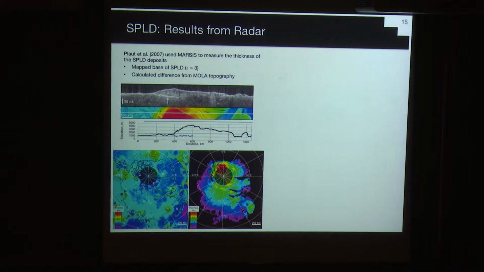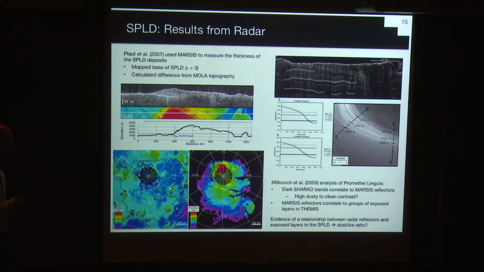As far as results from radar, as Shane already mentioned, we mostly used MARSIS to measure the bottom of the South Polar layer deposits. So Plaut et al. in 2007 used MARSIS to measure the thickness of the SPLD. They mapped the base using a dielectric constant of 3, assuming water ice. And then they mapped the surface throughout the whole extent of the polar layer deposits, and you can see that here. And then basically calculated the difference between this surface and the MOLA topography to calculate the thickness of the South Polar layer deposits, which they found to be at most 3.5 kilometers in this area here on the SPRC.